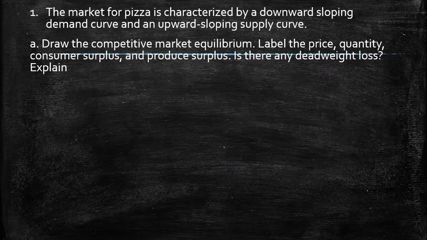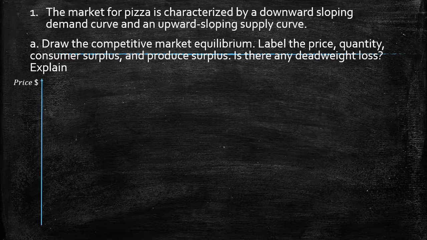So the first exercise says: the market for pizza is characterized by a downward sloping demand curve and an upward sloping supply curve. A. Draw the competitive market equilibrium, label the price, quantity, consumer surplus, and producer surplus. Is there any deadweight loss?